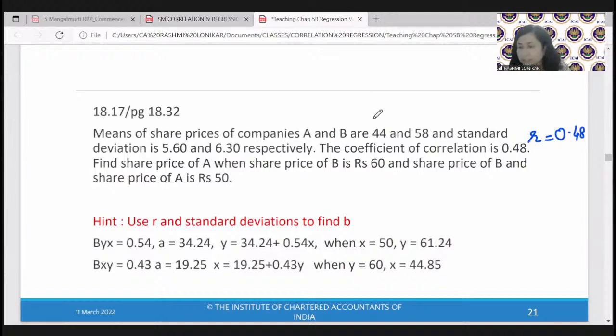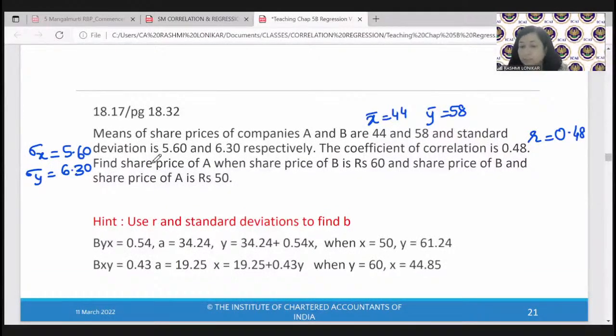So let us take this as x. So x bar is 44. And let me take B as y. y bar is 58. Okay. So x bar, y bar, r is given. Then the deviations are these. So sigma x is 5.6 because the standard deviation is given as 5.60. Sigma y is equal to 6.30. Okay. So what do I have? x bar, y bar, I have sigma x, sigma y, and I have r.